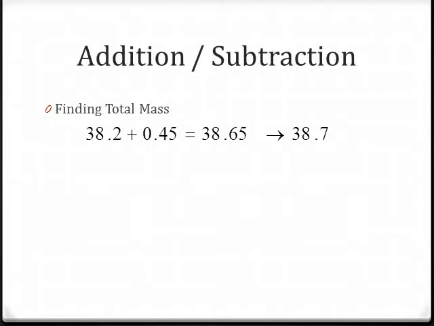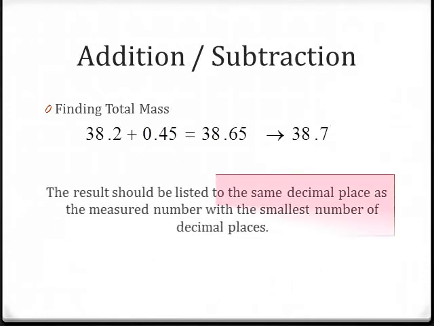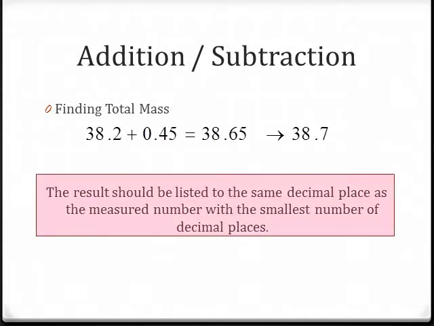Now, what this means is we have a rule here that we're going to use each time. The resulting number, the final calculated number that you should have, should be listed with the same decimal place as the measured number that has the smallest decimal place. So we measured this value, we measured that value. This one is listed to the tenths, this one is listed to the hundredths. This one has the smallest precision, so the tenths place. So we're going to list the final number also to the tenths place.